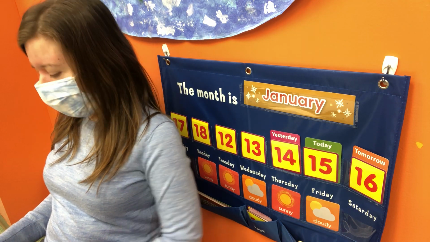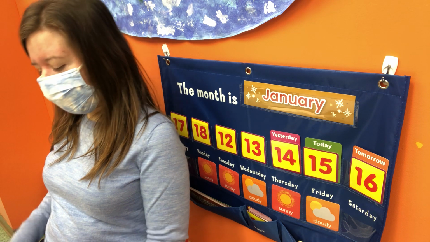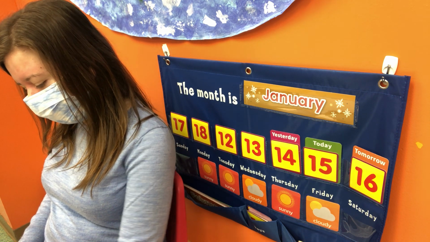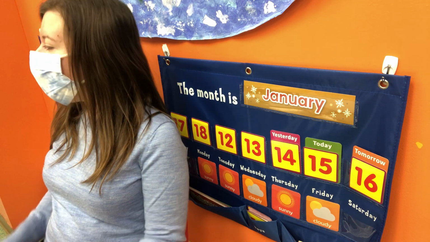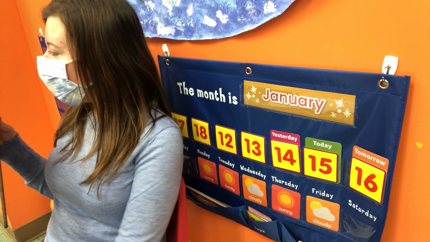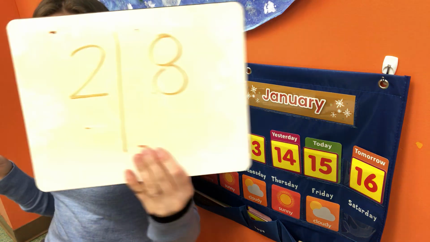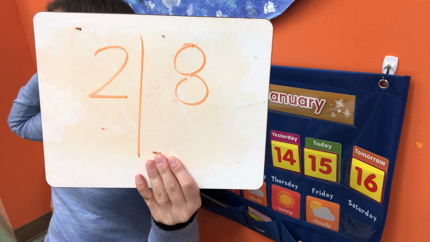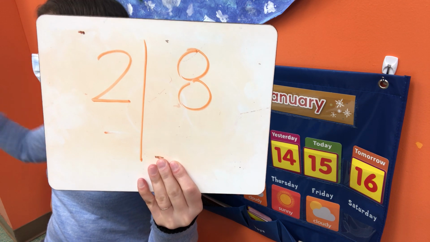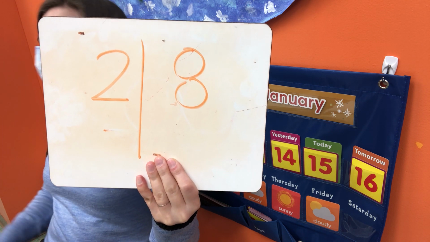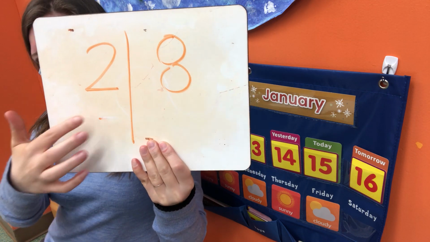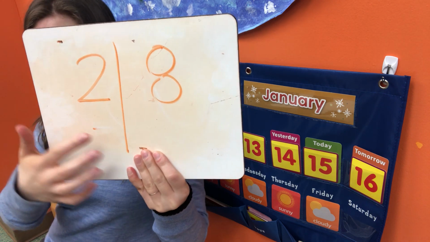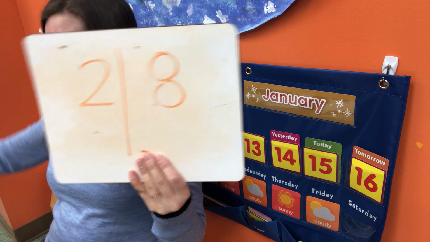Okay, let's see over here. What numbers do we see? A 2 and an 8. Two is smaller than 8. Quiet hand. Yes, 2 and an 8. Two is smaller and 8 is bigger. Good. And which one's smaller? 2. And which one's bigger? 8. Good.